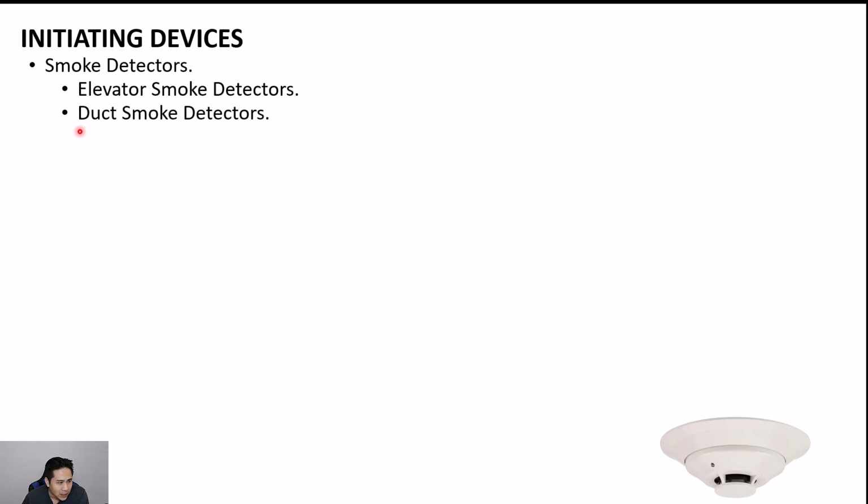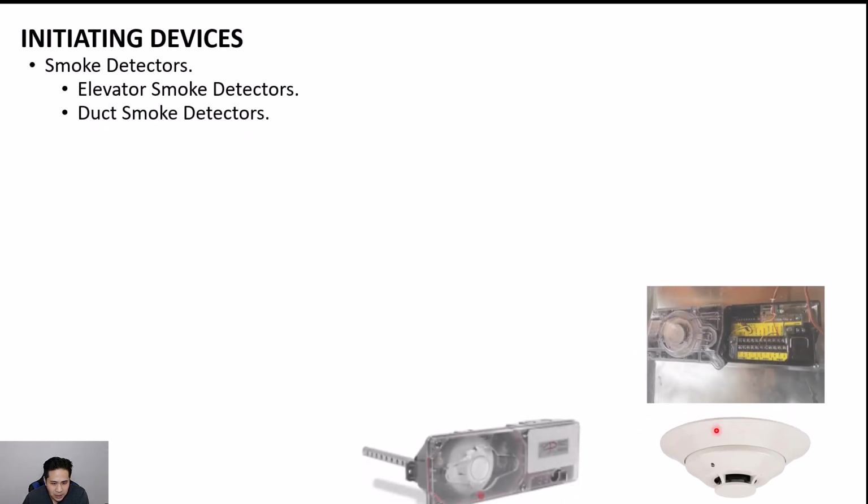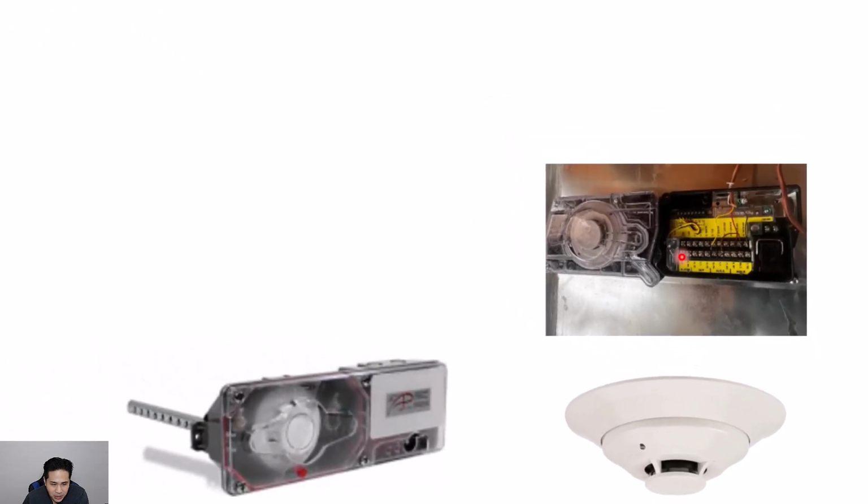Then you have a duct smoke detector. So basically they look like this, and it's basically mounted in the duct. So in an HVAC duct system, this nozzle right here with the holes will basically be inside the portion of the duct. And then this portion right here would be sitting outside of the duct, like in this picture right here.